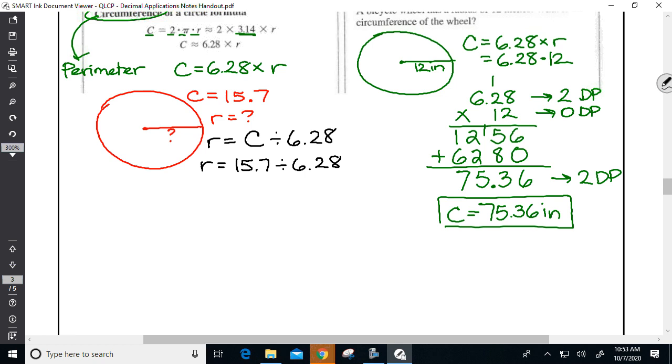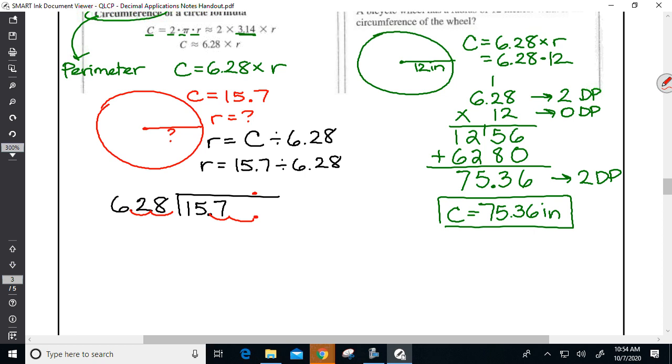So we're going to divide decimals. Set it up using the box. 15.7 goes in. 6.28 goes out. So before you start dividing, what do you have to do with 6.28? Change it to a whole number. So this decimal has to move over. So the decimal moves twice. So this decimal moves twice.